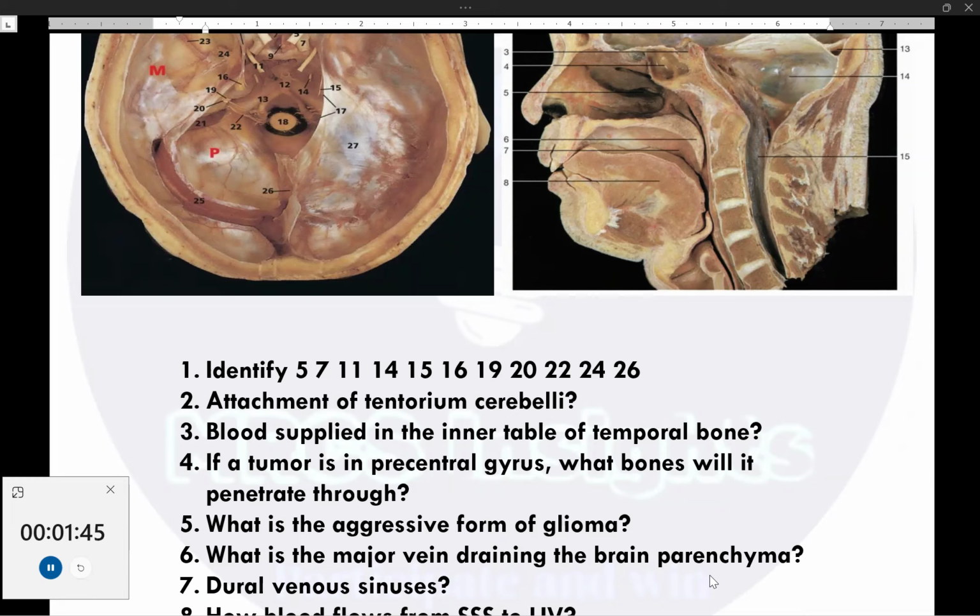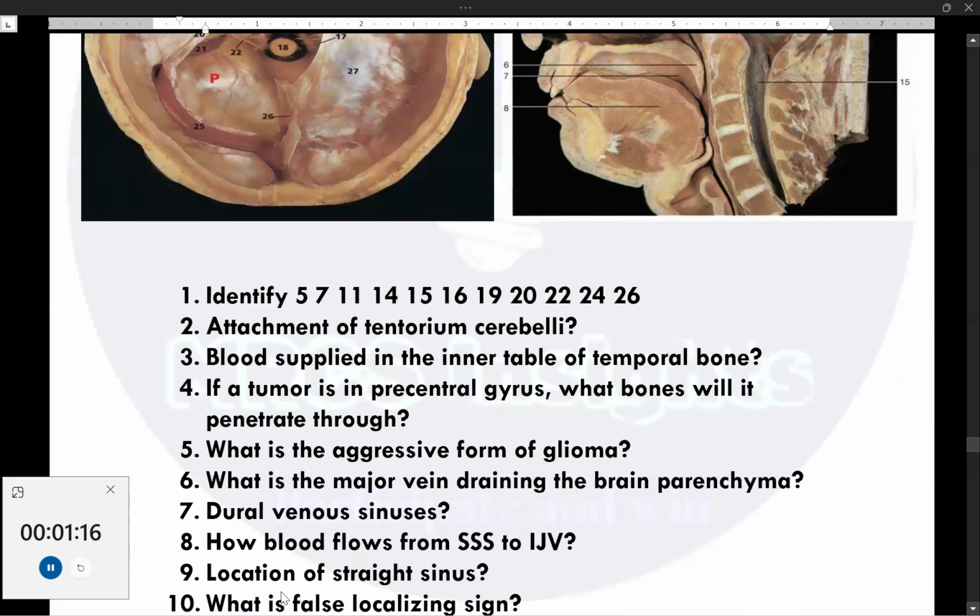Cerebral vein, ma'am. Yes, definitely cerebral vein. A specific cerebral vein is the major vein of the brain. Middle cerebral vein. No, it is the great cerebral vein. So basically, for the major vein, you can remember it by the word great. So the major vein draining the brain is the great cerebral vein.